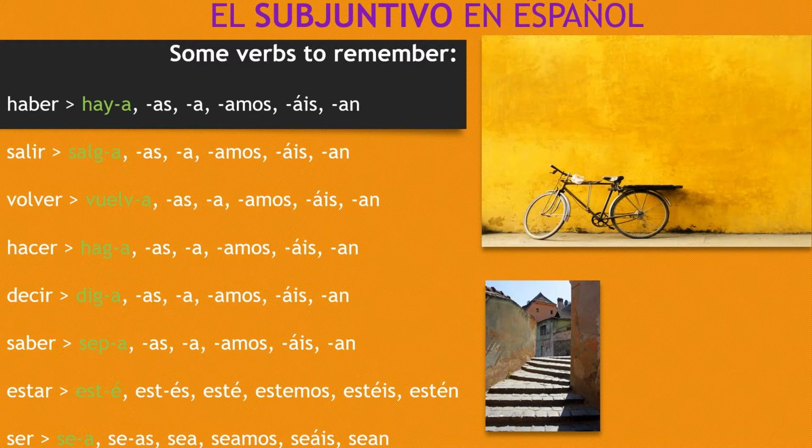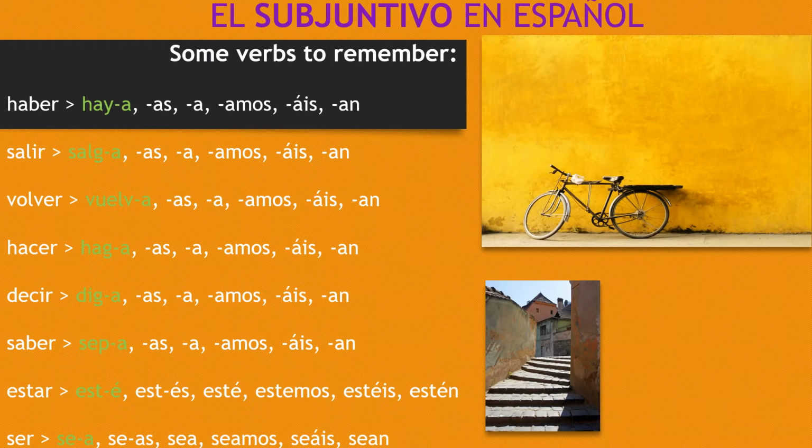Saber, this one's like ir, to go, vaya, remember? This one is going to be quite irregular also, an exception. So sep, that's going to be your stem, and the same endings for ER verbs in the subjunctive. Sepa, sepas, sepa, sepamos, sepáis, sepan.